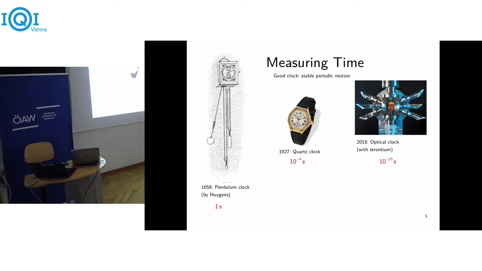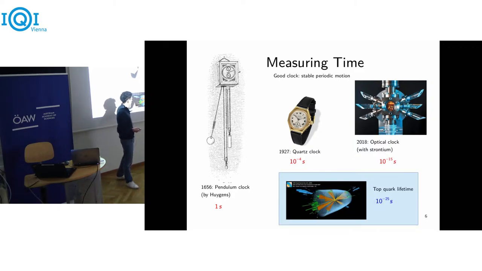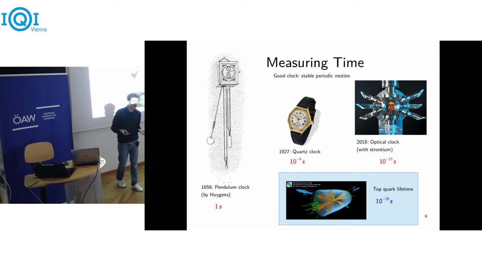But there are physical phenomena for which the characteristic time is even smaller than this. To give you an example, it's the top quark lifetime. The top quark lifetime has been measured. It's not a prediction, it's a measurement. And it's 10 to the minus 25 seconds. How has it been measured? It has been measured with a particle accelerator at CERN.